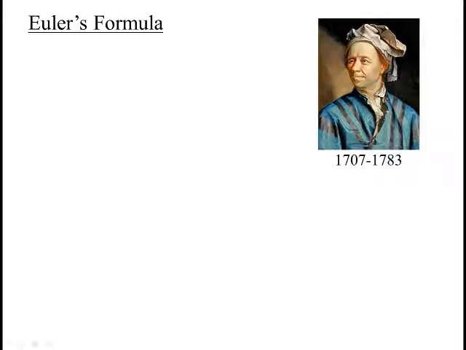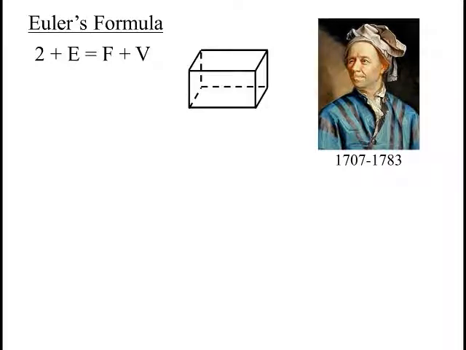Okay, so Euler lived about 300 years ago, and he discovered this about polyhedrons. If you add 2 to the number of edges, it equals the number of faces plus the number of vertices. The formula is real easy to remember because I put it for you in alphabetical order here. So 2 plus E equals F plus V. E is the number of edges.